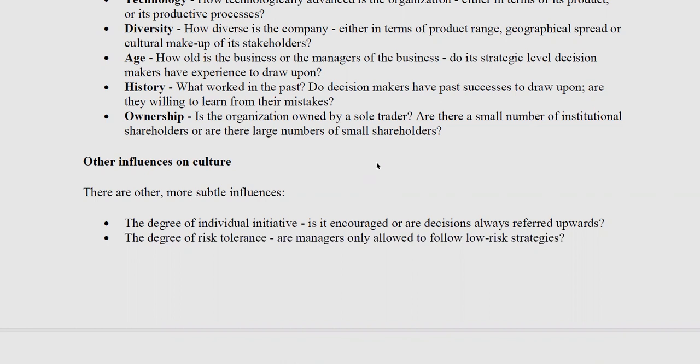So there are other more subtle influences, like the degree of individual initiative. You know, is it encouraged, or are decisions always referred upwards to the top level? I get it. So in this, you remember the professional bureaucracy, where the professional core, the operational core is the dominant component. Okay, so the professionals, there's a way that they think, right? This can also influence the way they work around there. Everybody works on his own. There's no relationship. So if you want to see the eye specialist, he has his own rules, he has his own culture. And the degree of risk tolerance. Are you allowed to take risks? I get it, your risk attitude in the organization. These are all influences on culture.